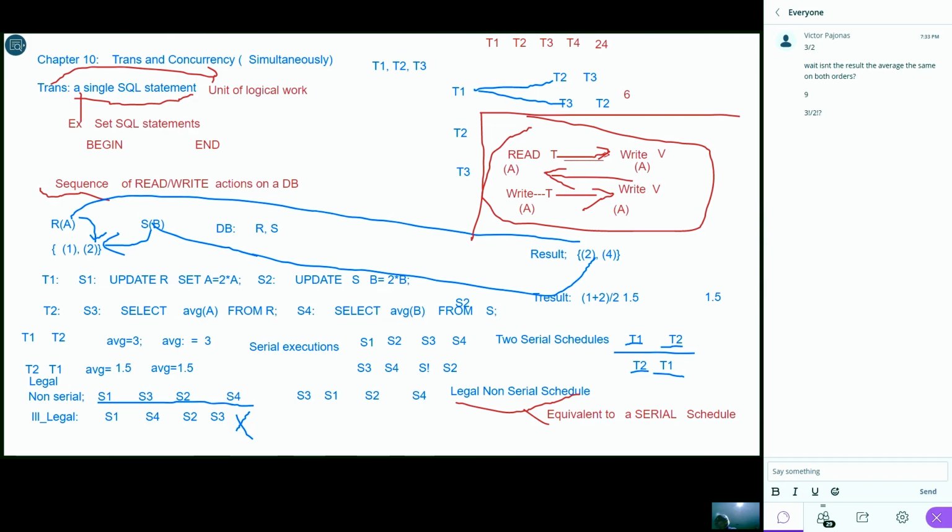So look at page 3. Now, the question is, we said that we are interested in those schedules which are legal non-serial schedules, and they are equivalent to some serial schedule. The question is, how do we check it? I'm going to show you how to check it. Any question here?